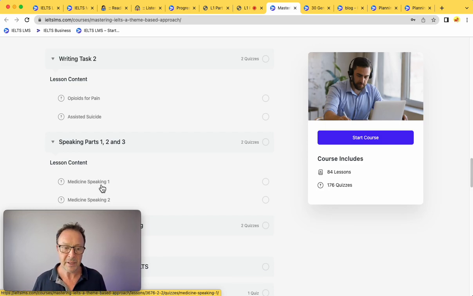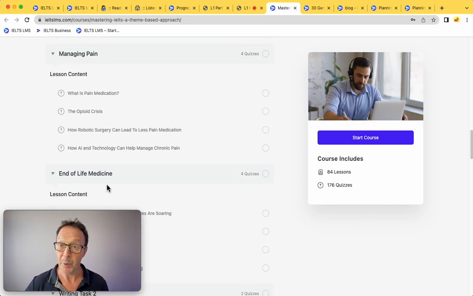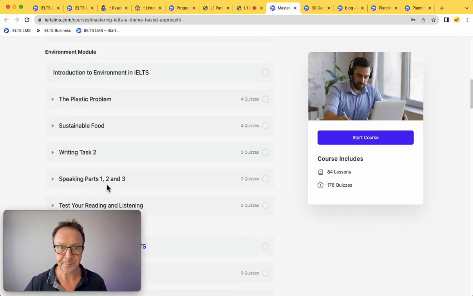And this again is a really good way to build knowledge, to get them writing about something which is useful, speaking about something which is useful, building their confidence, and giving you lots of information on where your students need help. So Mastering IELTS is a perfect course for that.